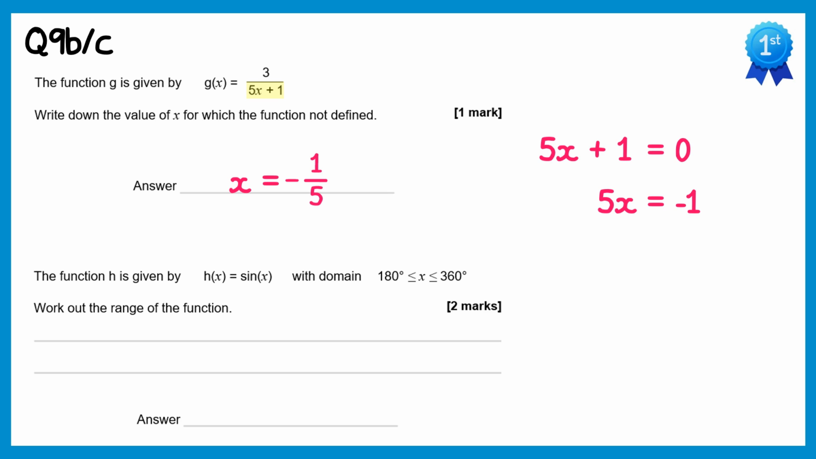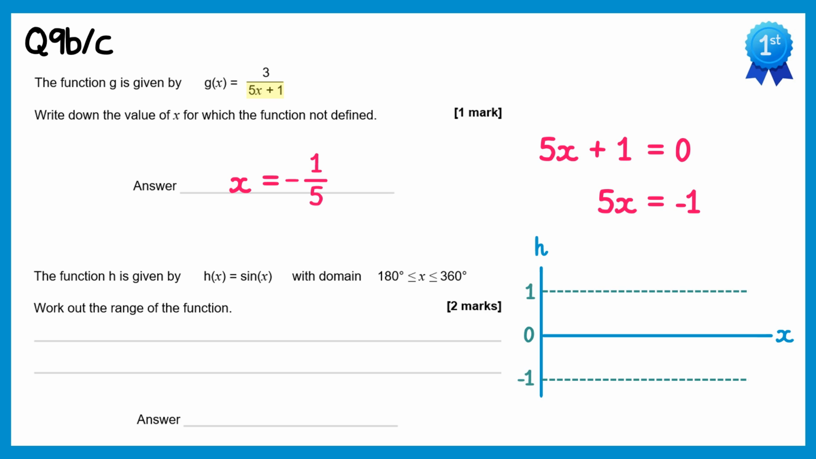For the second part of the question, we're looking for the range of this function, and the graph is sine of x. So let's draw a quick graph of sine of x. So we draw some axes like this, and we know it goes between 1 and -1, and it starts at 0, goes up like this, comes back down, all the way down to -1 and back to 0 again.